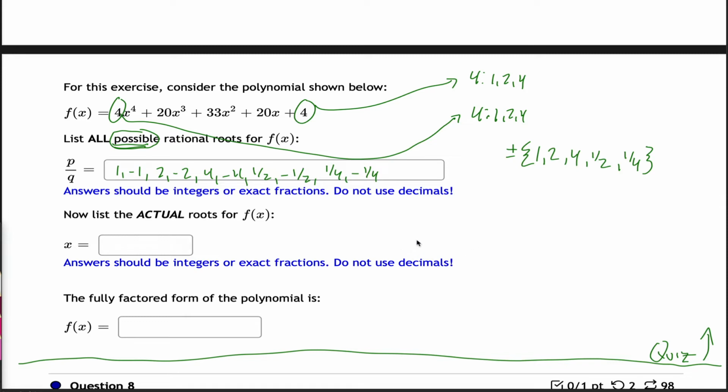A couple of comments here. I think when we left off, we had come up with this list of possible rational roots. And then what the problem used to say is, all right, find the actual roots. And I mean, fine, you can do that if you want, but that's not exactly what it'll look like on your quiz. So what I did is I went in and changed this problem a little bit so it looks more like what it'll look like on your quiz.